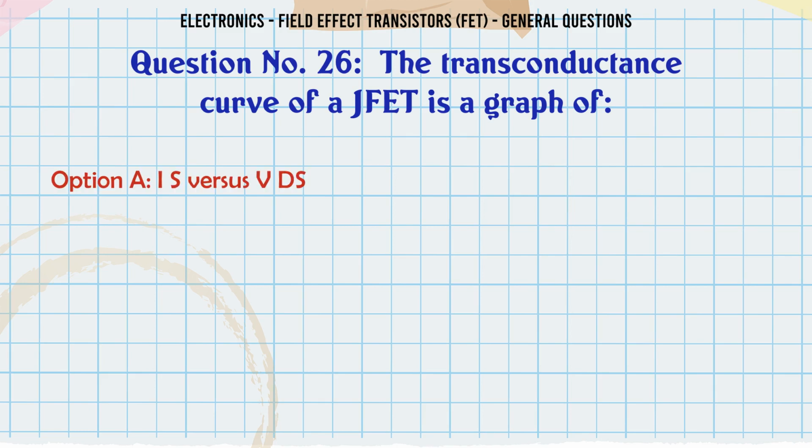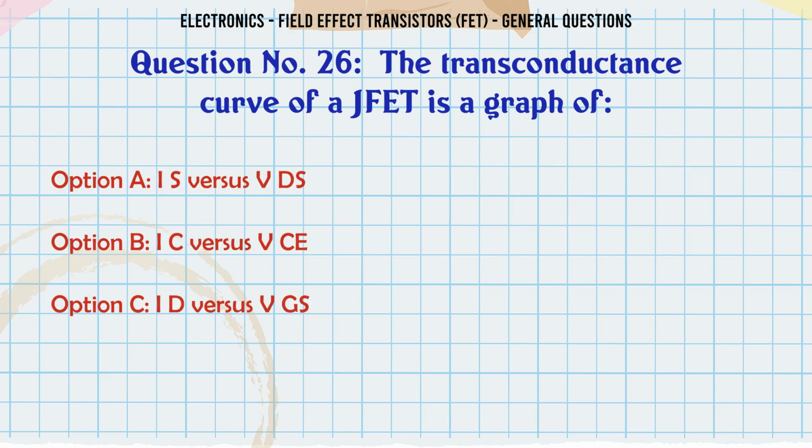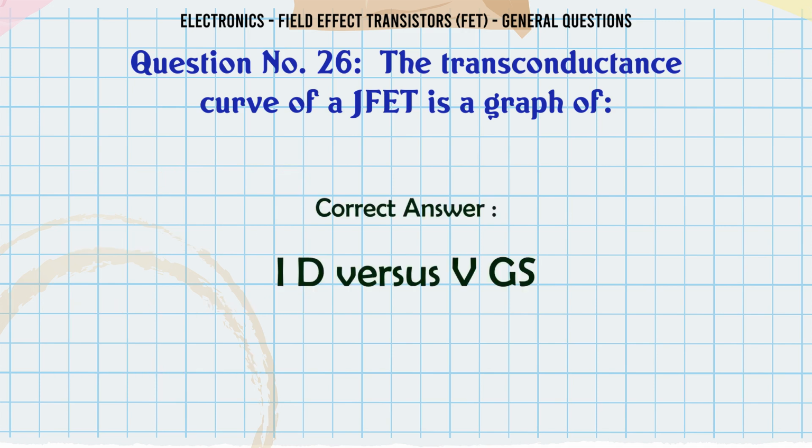The transconductance curve of a JFET is a graph of A. IS versus VDS, B. IC versus VCE, C. ID versus VGS, D. ID versus RDS. The correct answer is ID versus VGS.